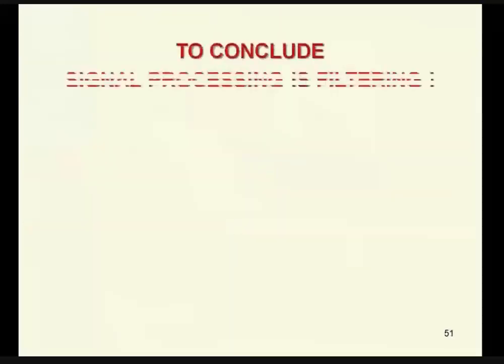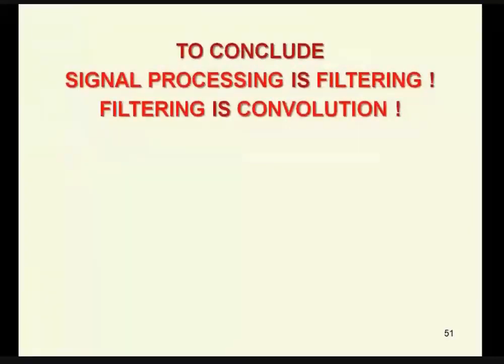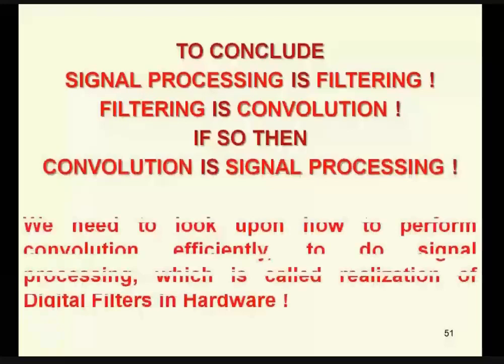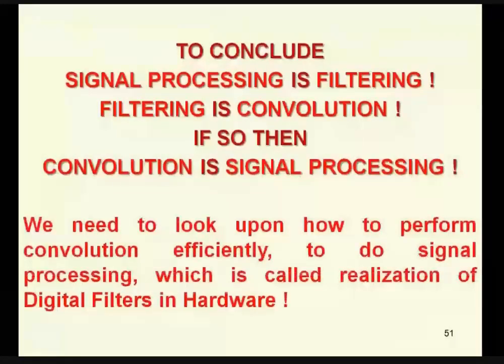To conclude, signal processing is filtering. Filtering is convolution. If so, then convolution is signal processing. So we need to look at how to perform convolution efficiently to do signal processing, which is called realization of digital filters in hardware.